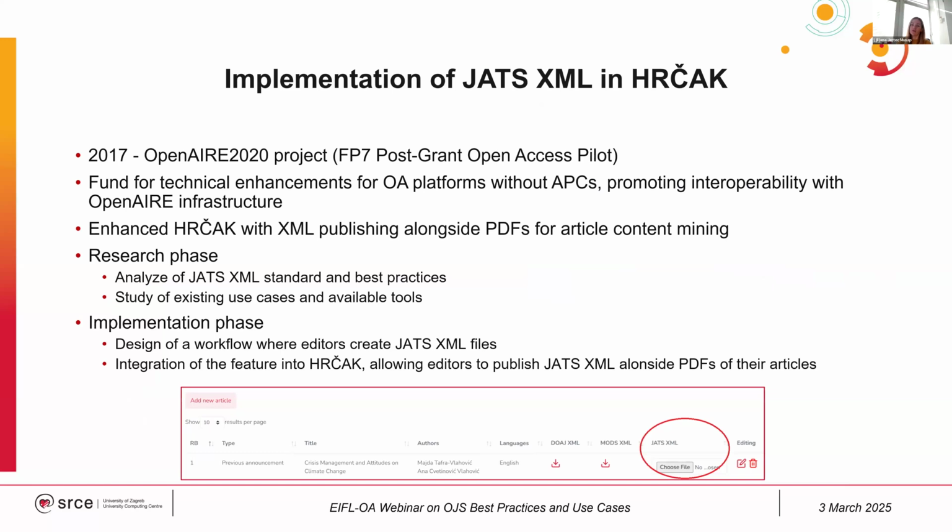The journey of Jertec's JATS XML support began in 2017 through the OpenAIRE 2020 project, which funded technical enhancements for open access platforms without APC. As a part of this enhancement, Jertec implemented functionality to publish JATS XML alongside PDFs. That enabled content mining and improved article discoverability. The process of implementation had two phases.